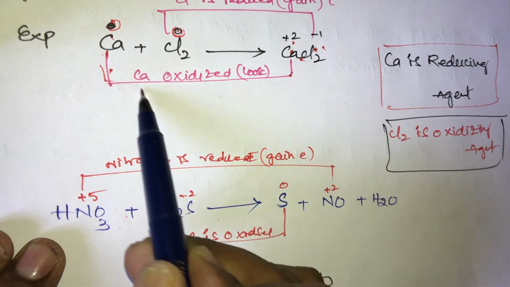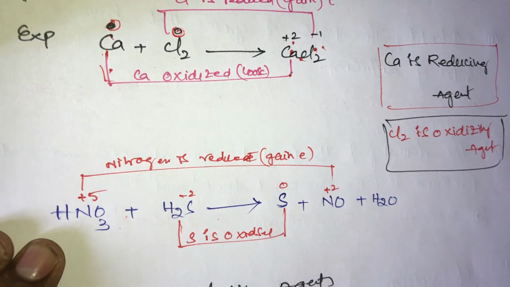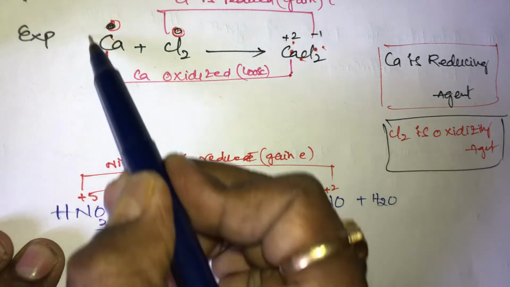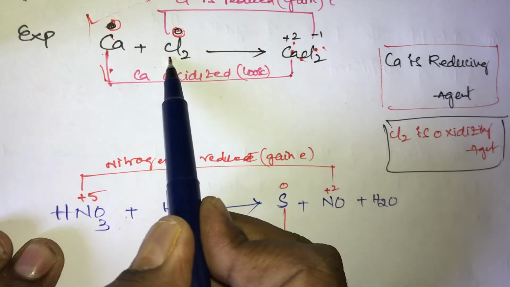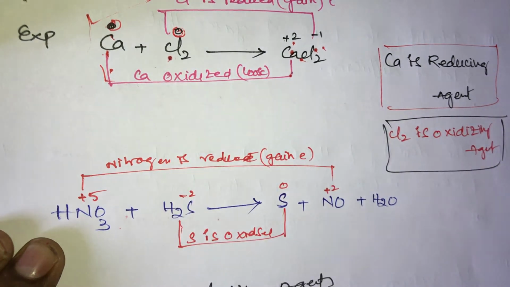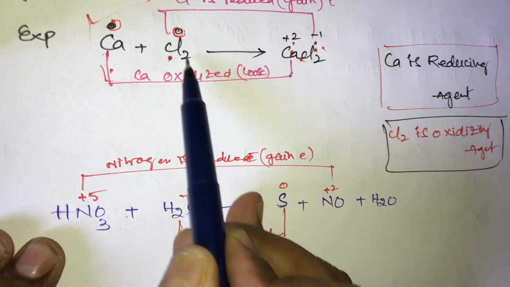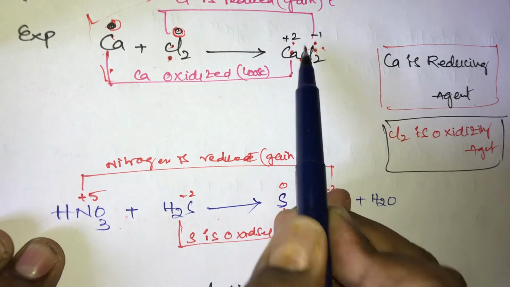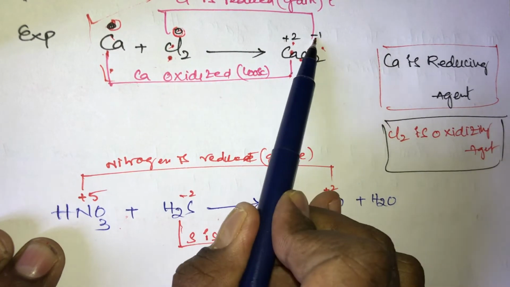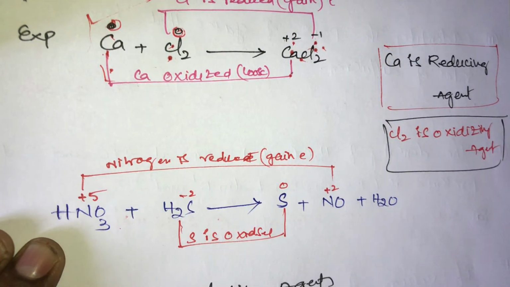Why? Because calcium loses electrons, or calcium is oxidized. That's why calcium acts as the reducing agent and chlorine acts as the oxidizing agent. Once again, students, chlorine acts as the oxidizing agent. What is the reason? Chlorine goes from 0 to -1, so its oxidation number decreases. If you decrease the oxidation number, that is called an oxidizing agent.